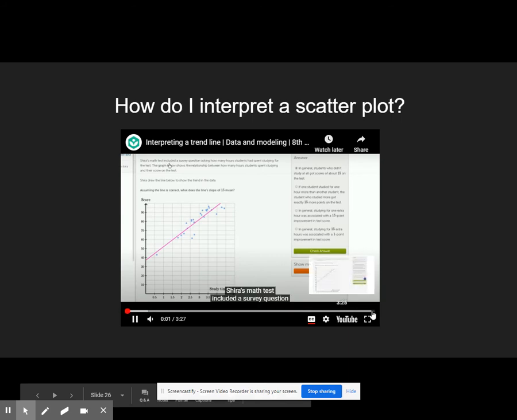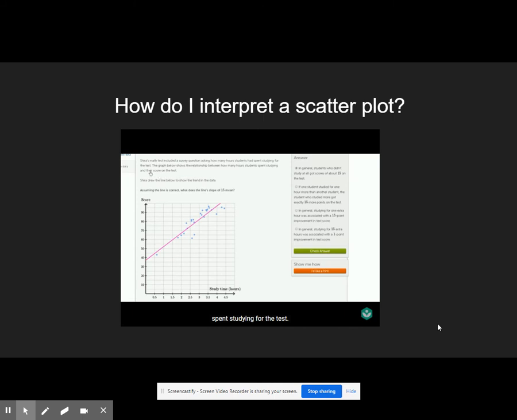Let's see. Shira's math test included a survey question asking how many hours students had spent studying for the test. The graph below shows the relationship between how many hours students spent studying and their score on the test. Shira drew the line below to show the trend in the data. Assuming the line is correct, what does the line slope of 15 mean?